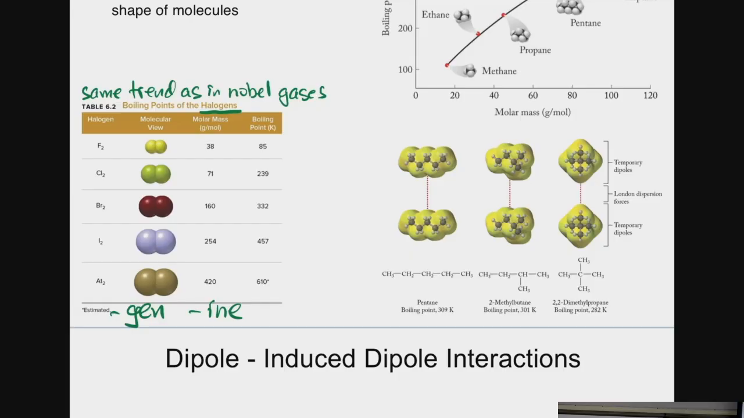Now, do you remember the song? GEN and INE are found in nature diatomically. Ta-da. Come on, you guys sing it. GEN and INE. Oh, come on, that was pathetic. Here, I'm going to put the microphone on here. One more time. Key change. GEN and INE. All right. Now you'll never forget it.